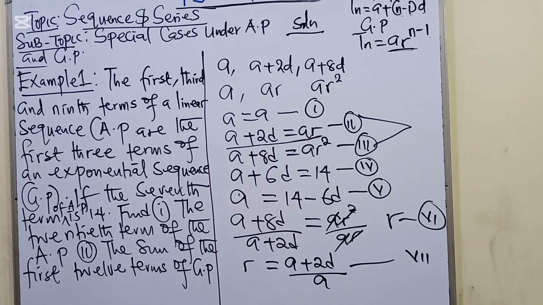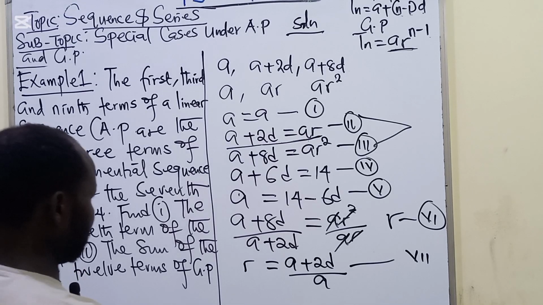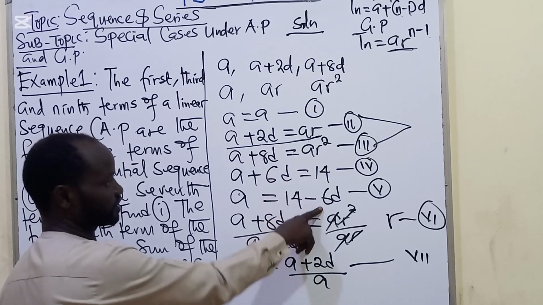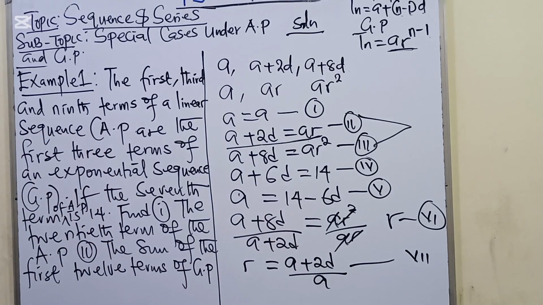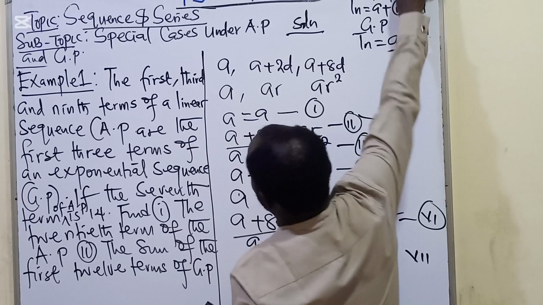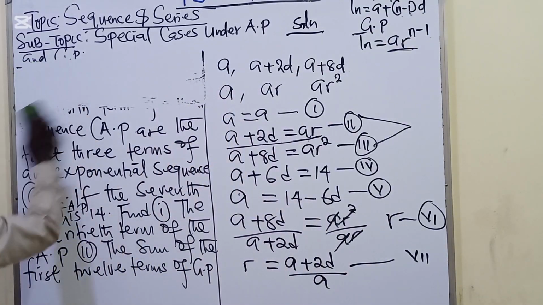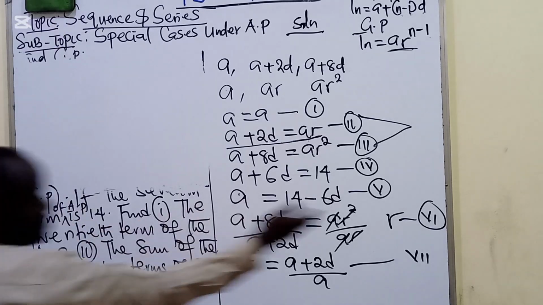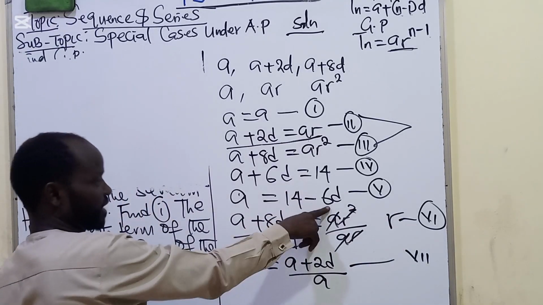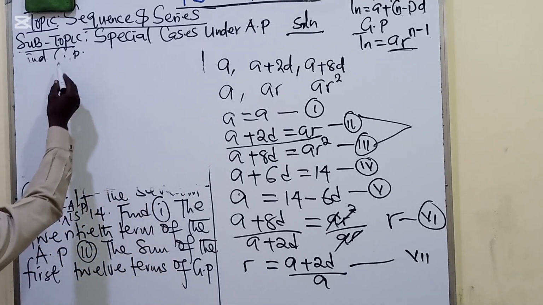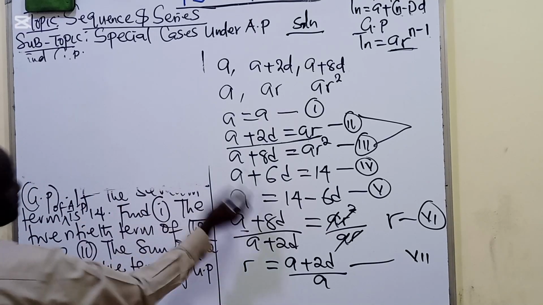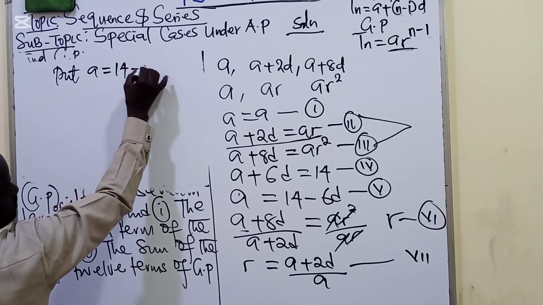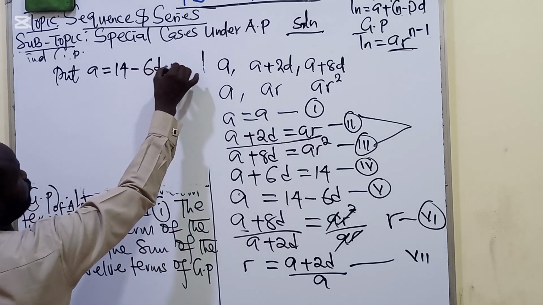Clearly here, we can substitute A into equations 6 and 7. Let's substitute A equals 14 minus 6D before we equate the two. Very important. Let's move here. It means in equation 6, anywhere we see A, we put 14 minus 6D. Let me write it: put A equals 14 minus 6D into equation 6.